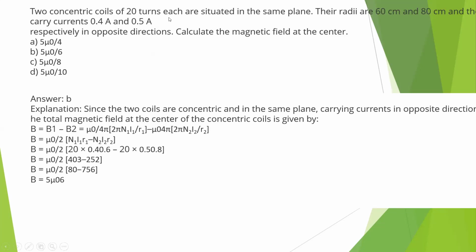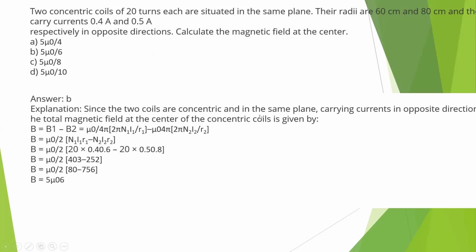Two concentric coils of 20 turns each are situated in the same plane. Their radii are 60 centimeter and 80 centimeter, and the currents are 0.04 and 0.05 respectively, in opposite directions. Very easy question. Calculate the magnetic field at the center.